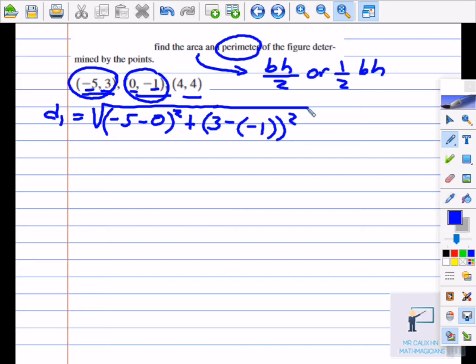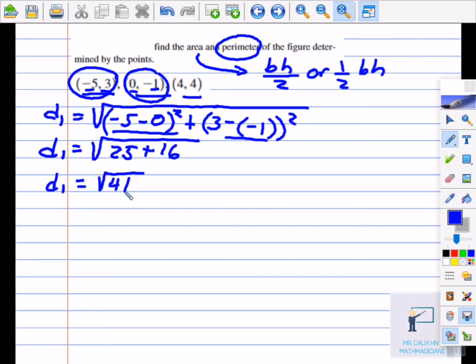If we evaluate this, our distance 1 is equal to the square root of, this will actually be -5 to the square, that is just 25. You can use your calculator for this also. And this is like saying 3 plus 1, which is 4. 4 to the square would be 16. We make our addition of these two numbers. Our distance 1 says that is the square root of 41. Okay, so we did distance 1 already.